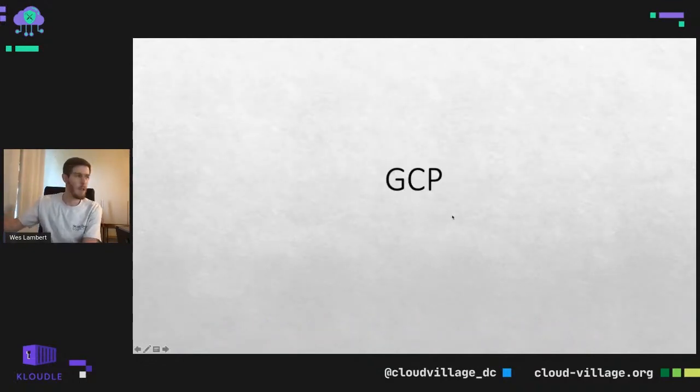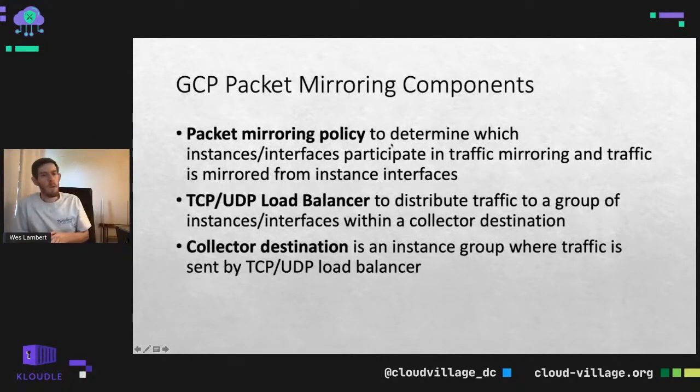Now let's talk a little bit about GCP, also known as Google Cloud Platform. With GCP, we can also perform traffic mirroring, or they call it packet mirroring. And those components are going to be a little bit different than in AWS, but the end goal is essentially the same, right? So get that traffic from one point to another. It consists of a packet mirroring policy, which determines basically which interfaces or which instances are going to be participating in that traffic mirroring. And that traffic will be mirrored accordingly.